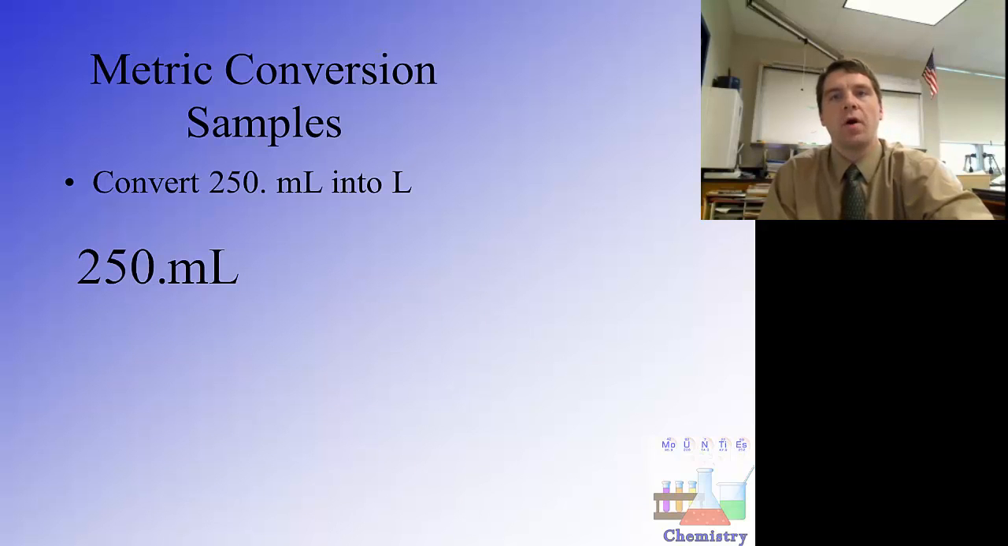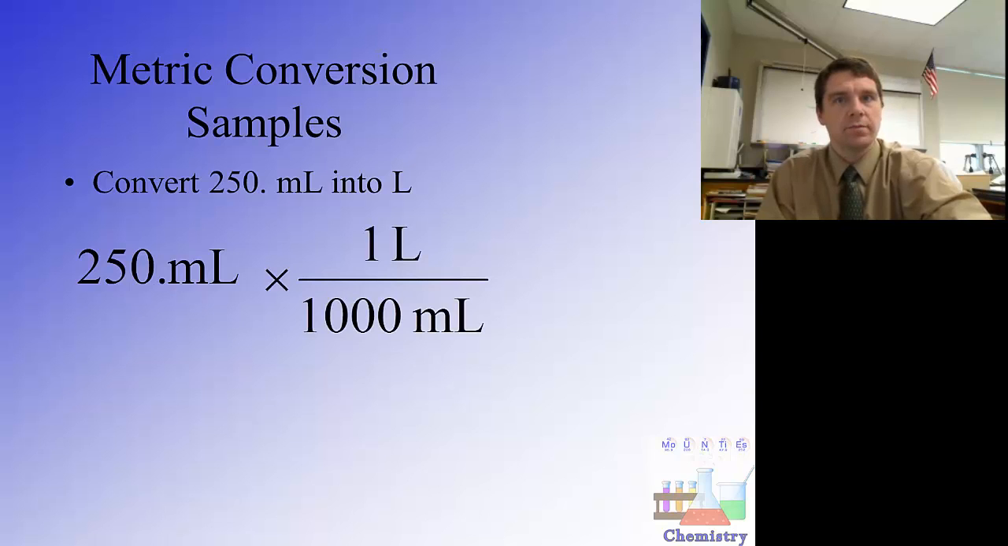Now, there are 1,000 milliliters in 1 liter. So if we want to cancel the milliliters out, we need to put them on the bottom, right? Okay, so the milliliters will cancel, leave us with liters in the numerator, and when we do the math, you should come up with an answer of 0.250 liters.